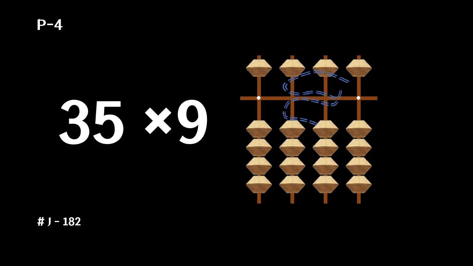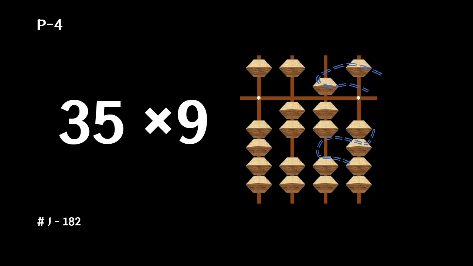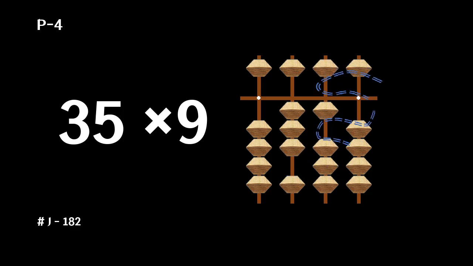3 by 9 is 27. 5 by 9 is 45. The answer is 315.